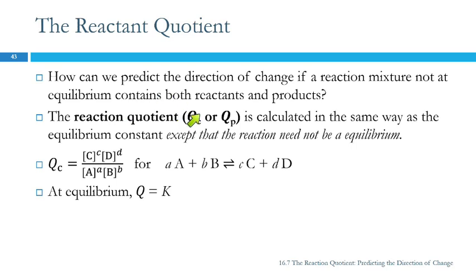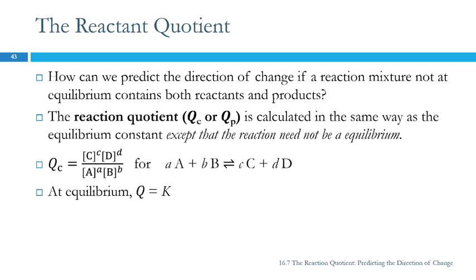So that's Q, capital Q, Qc or Qp. So this is calculated with concentrations, and this is calculated with partial pressures in atmospheres. And the reaction quotient is calculated in exactly the same way as we calculate the equilibrium constant. So there's our reaction, and this would be the expression. So how are they different?